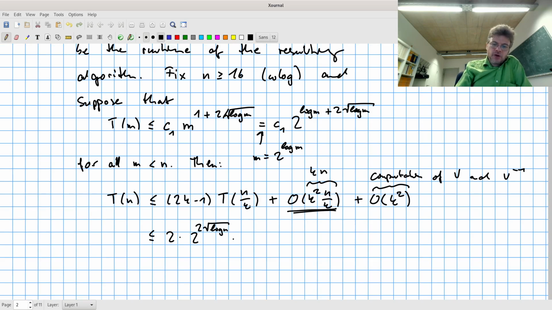now n over k is smaller than n, so I can use the induction hypothesis and take this expression into here and get C1 times 2 to the log n over k plus 2 square root log n over k. And then I'm done with this term.